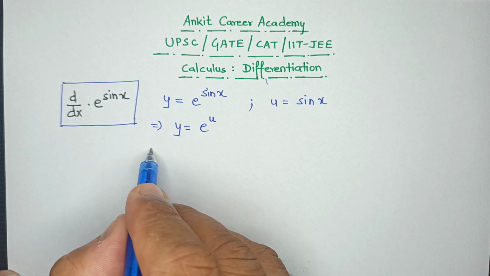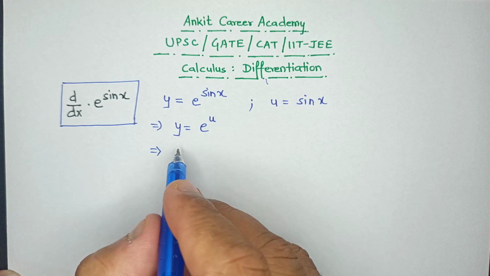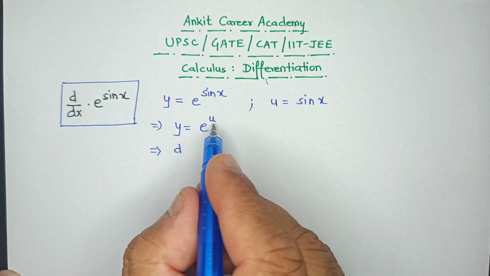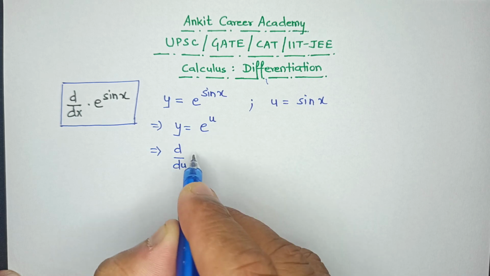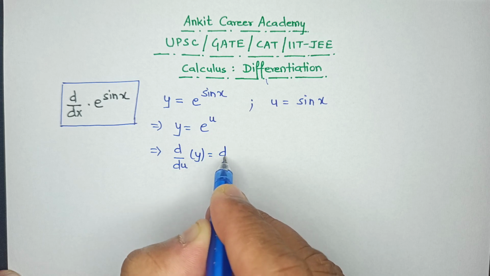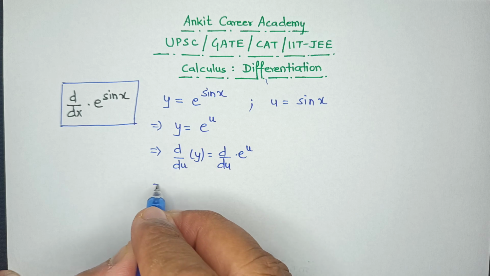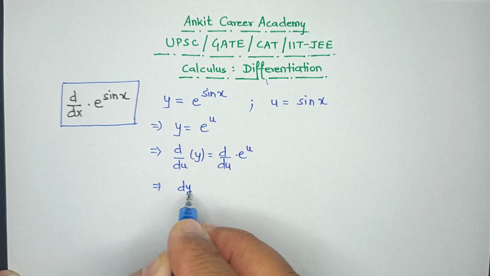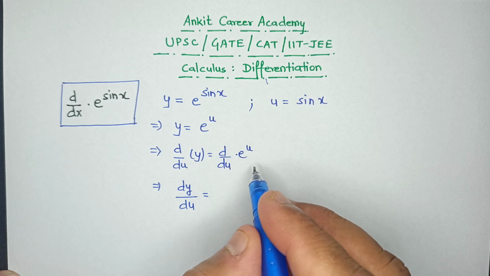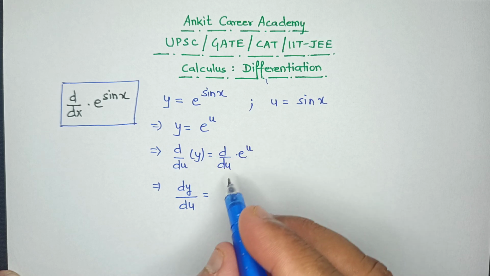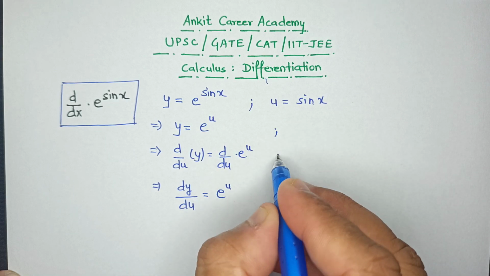Now let us differentiate this particular equation on both sides. Since the variable here is u, this is d by du of y is equal to d by du of e raised to the power u. So in this case this would be dy divided by du, and then we will follow the conventional rule of differentiation of e raised to the power x. So this comes out to be e raised to the power u.